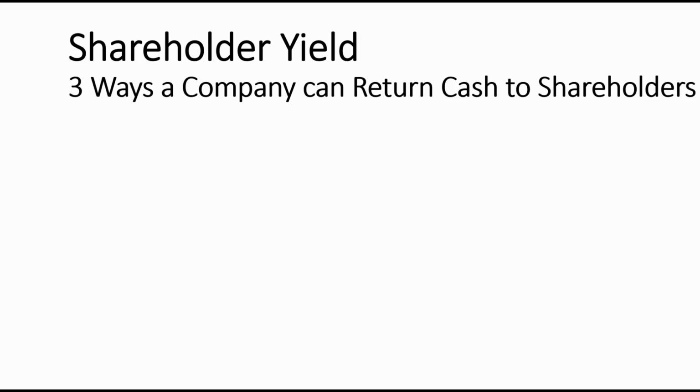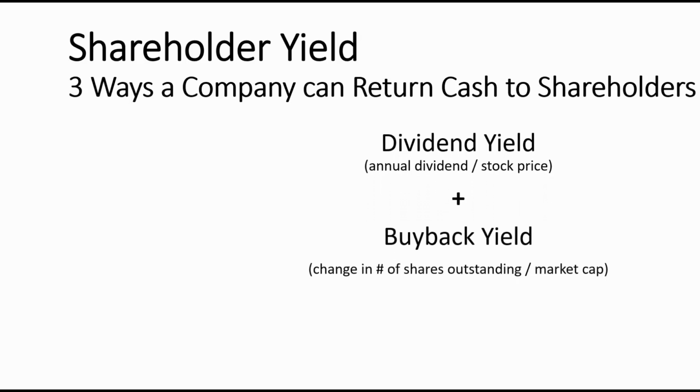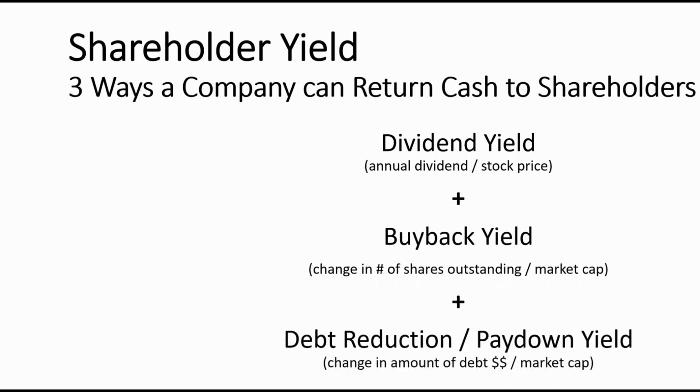As I wrote about in the article, the term shareholder yield captures the three ways in which management of a company can distribute cash to shareholders. They can pay dividends, repurchase stock, or pay down debt. So by combining dividend yield with buyback yield and debt reduction or paydown yield, we now have a metric that allows us to see across all stocks in the market which companies are returning cash to shareholders. By calculating shareholder yield, we now have a way to score and rank stocks by shareholder yield, and we can combine this metric with other fundamental factors and use it as a scoring mechanism.